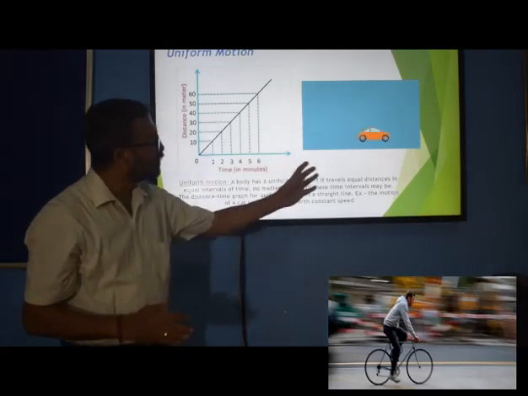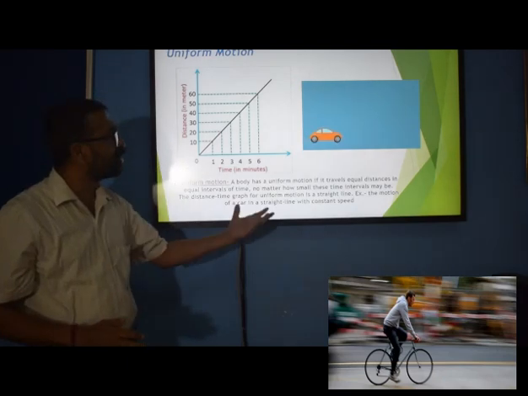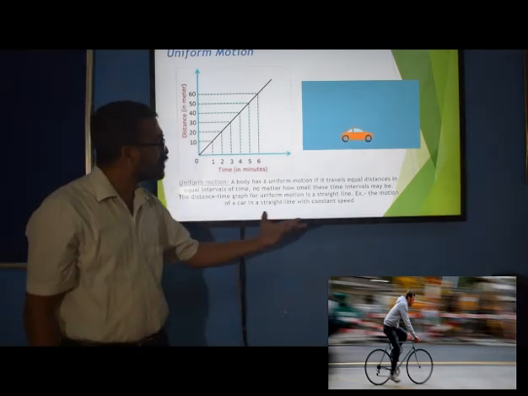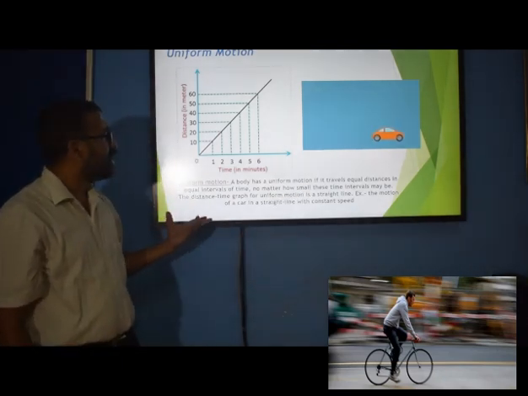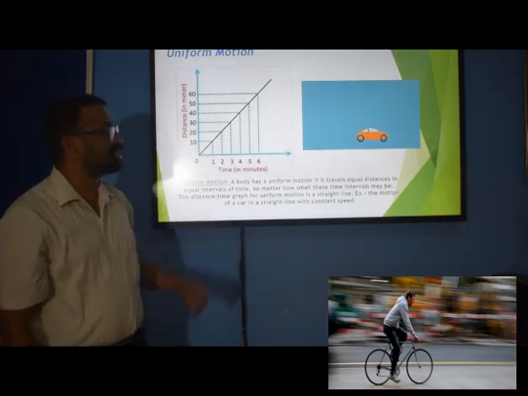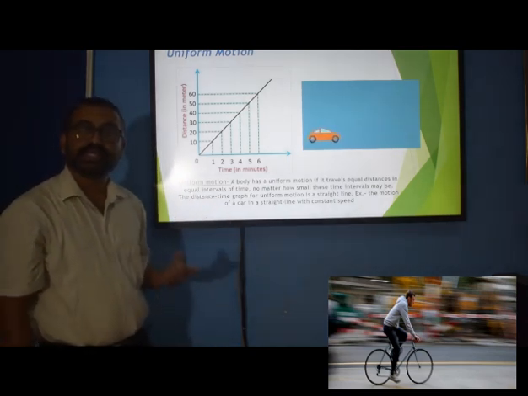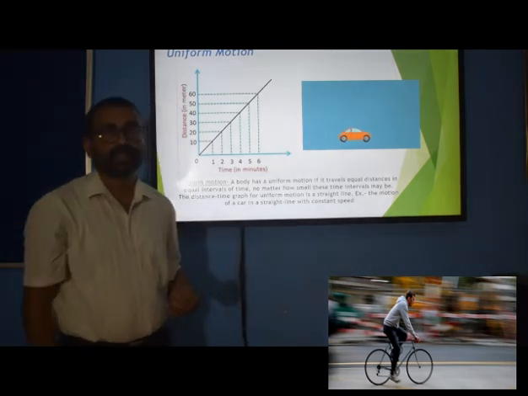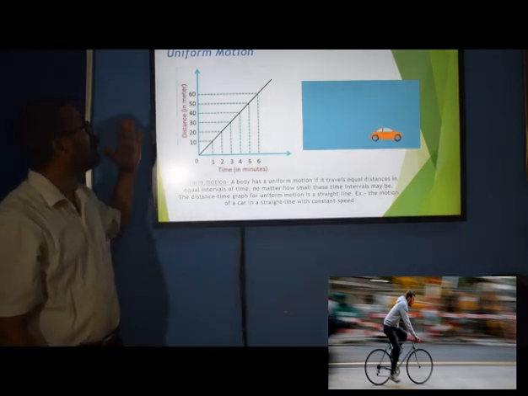So constant speed without any brake. The driver is not at all applying any brake. Moving with a constant speed it is. So it is covering equal distances in equal intervals of time. This object is covering equal distances in equal intervals of time. Such kind of motion is called uniform motion.